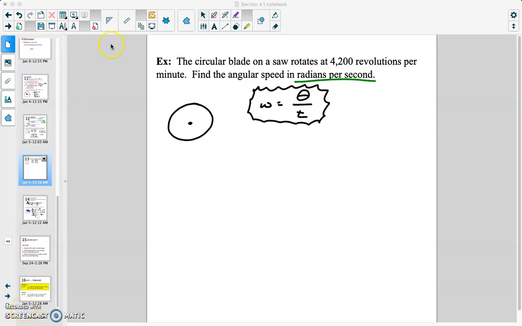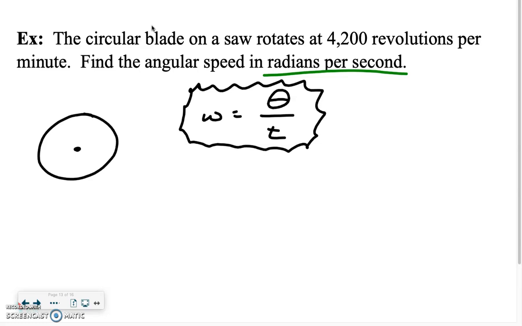All right, so last example here. It says that the circular blade on a saw rotates 4,200 revolutions per minute. We want to find the angular speed in radians per second. So this time we actually have the desired label. So again, we know that we're going for radians per second.